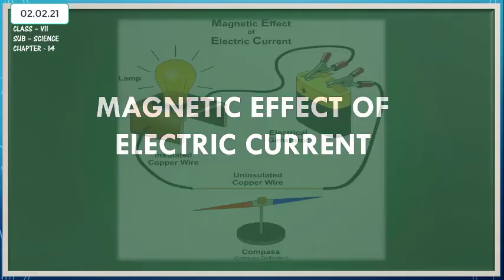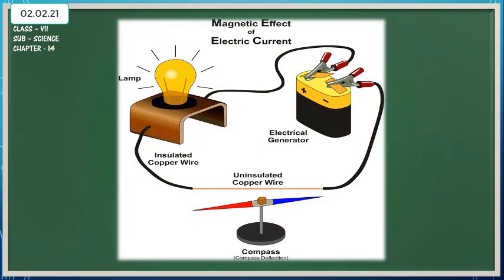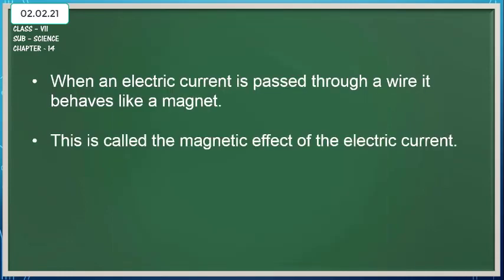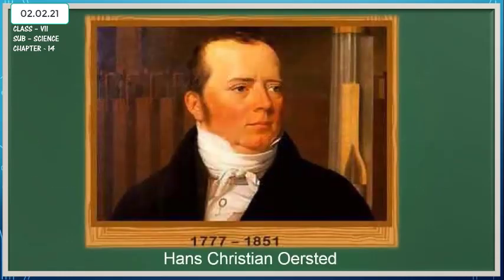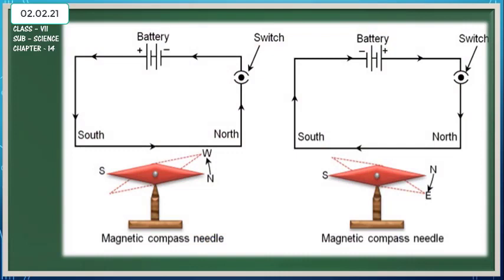Magnetic effect of electric current. When an electric current is passed through a wire, it behaves like a magnet. This is called the magnetic effect of the electric current, which was discovered by a scientist, Hans Christian Ørsted. He discovered that the needle of a compass deflects when an electric current is passed through a wire placed near the compass. This indicates that a magnetic field is created near the wire that deflects the needle.